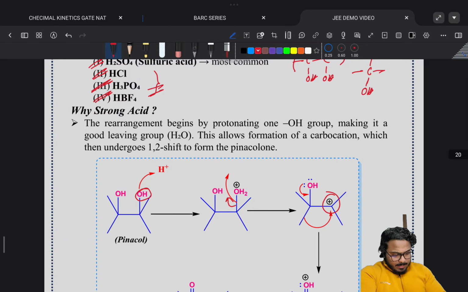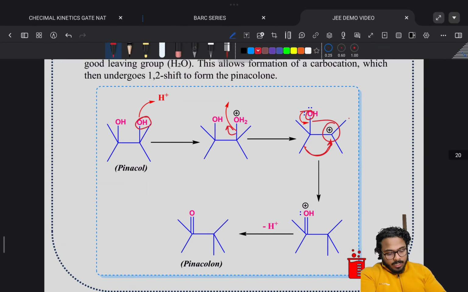But this positive charge is not very stable, having only alpha hydrogens. If the alkyl shift is possible, due to the mesomeric effect of this oxygen, if the carbocation shifts from here to here, then it will be more stable. For that reason, this oxygen lone pair shares its electrons in this bond, and this alkyl group shifts into that carbocation position. After H plus is removed, we get this pinacolone. This is just an alkyl shift.